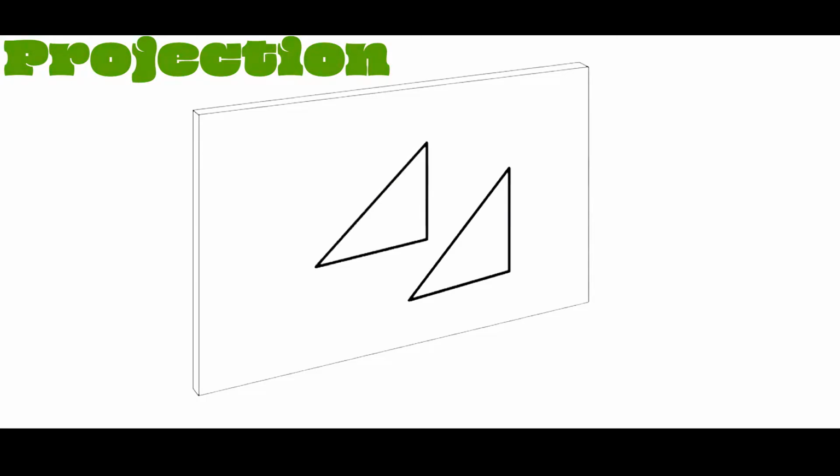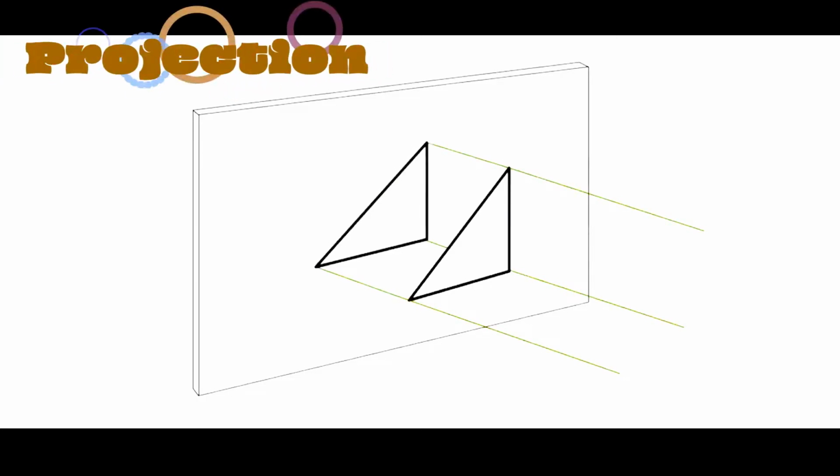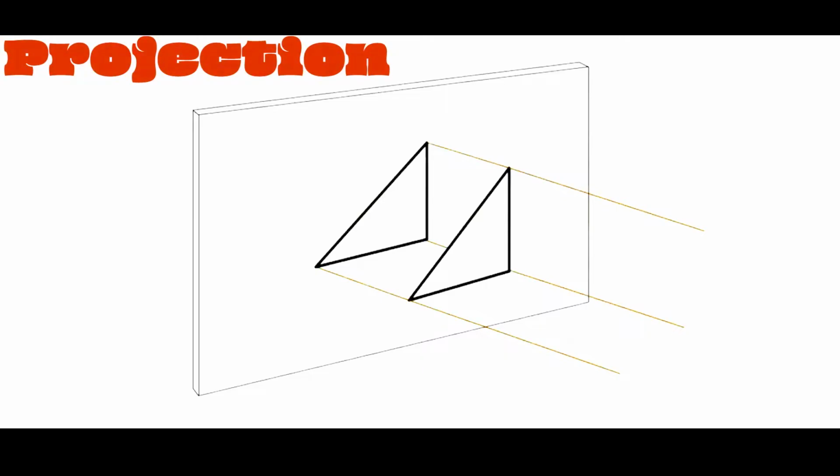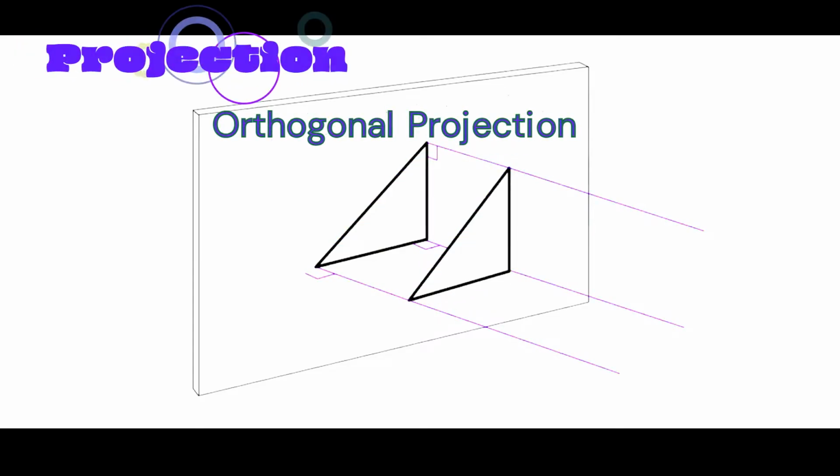For orthographic projection, we draw straight lines from the outer edges of the object, which are always perpendicular to the screen, so that we get the exact size of the object. This is called orthographic projection.